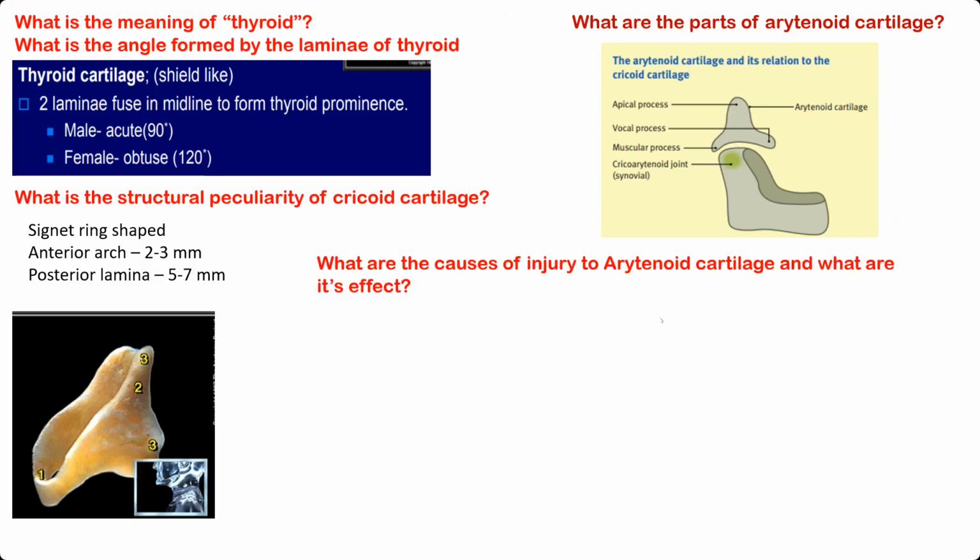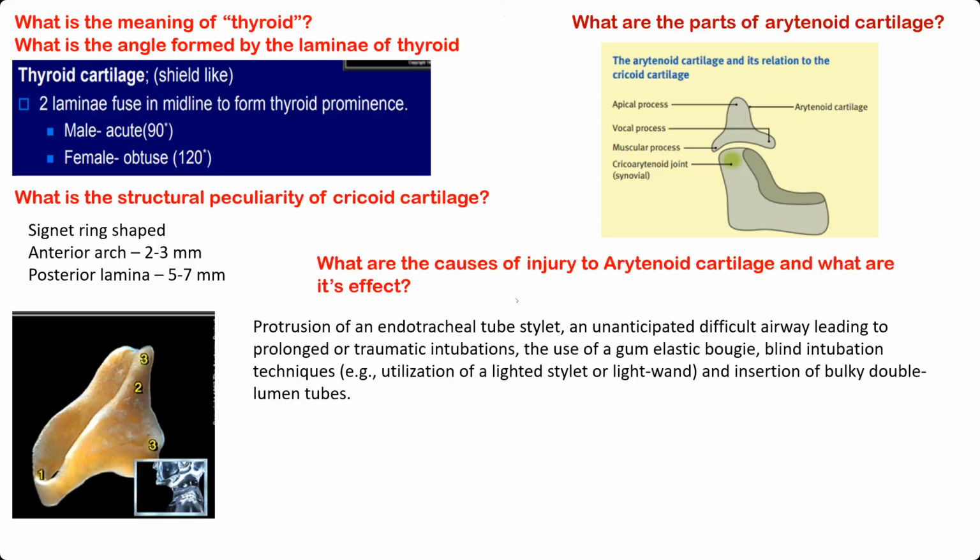What are the causes of injury to arytenoid cartilage, and what will be the effect of that? How will it manifest clinically? Causes of injury are protrusion of an endotracheal stylet. When you use a stylet for intubating the endotracheal tube, and if the stylet projects outside the endotracheal tube, you must be very specific that it is within the end of the tube, that is the beveled end of the tube. It should not project beyond that.